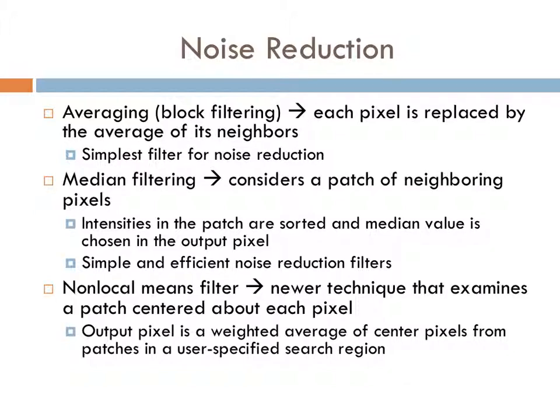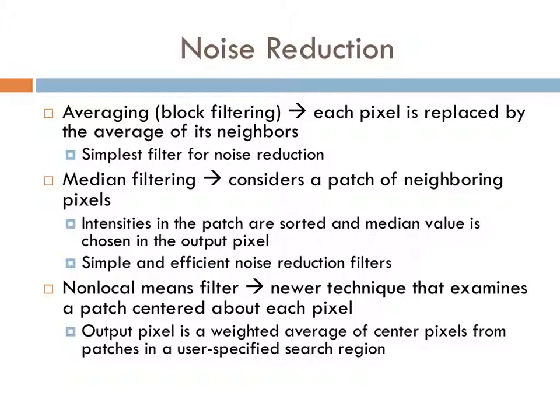We are going to discuss three different types of filtering in relation to noise reduction. Remember, filtering is a processing method that enhances or removes a specific component in a signal or in an image. The first one we will talk about is averaging, which is also known as block filtering. This is where each pixel is replaced by the average of its neighbors. This is also the simplest filter for noise reduction.